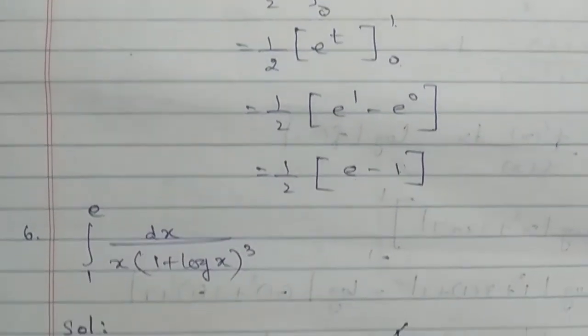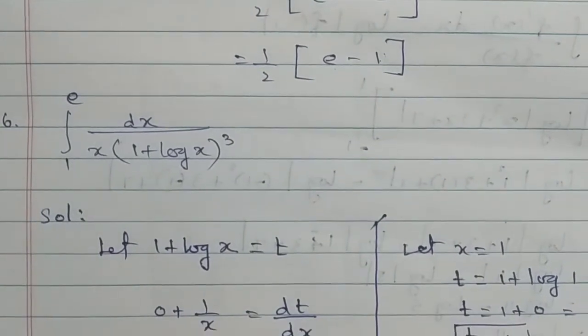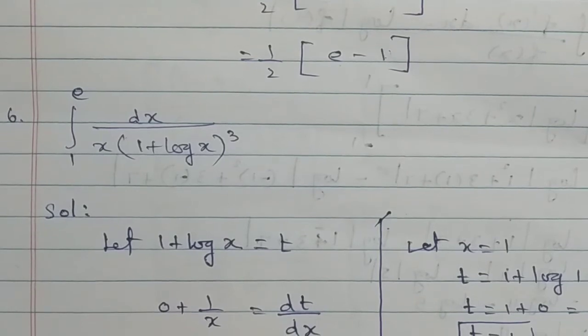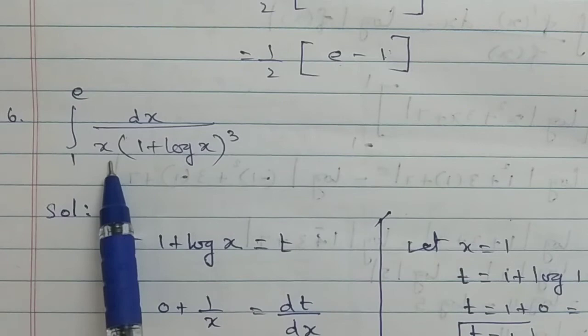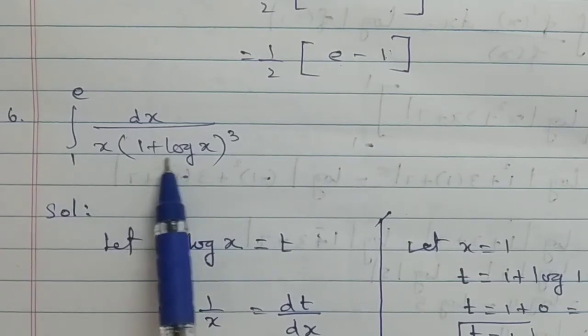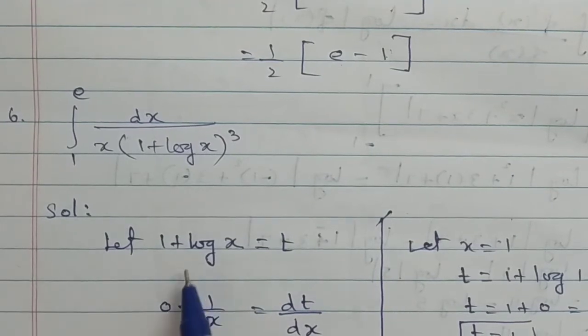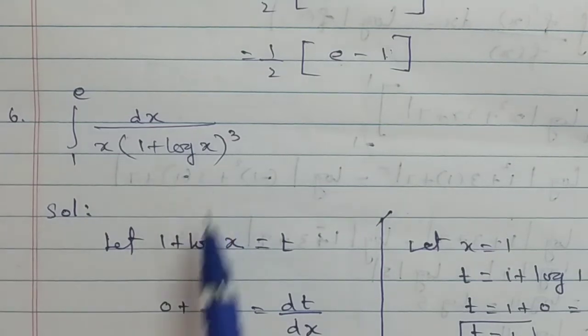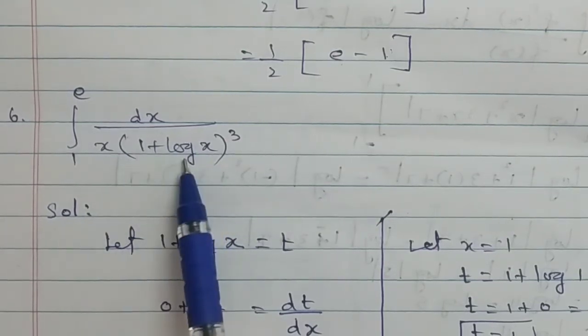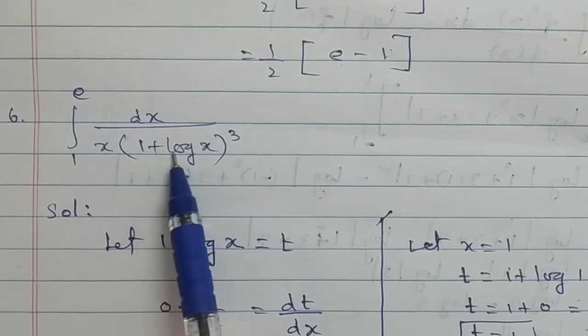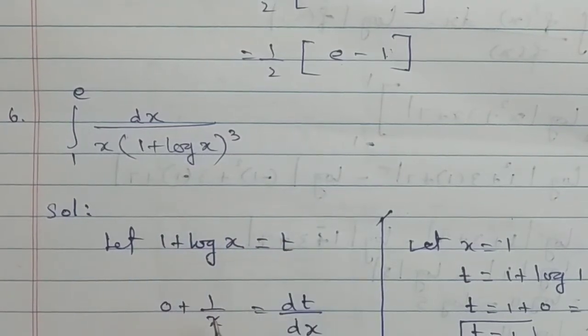Next question. Question number 6. Integral from 1 to e of dx divided by x into (1 plus log x) power 3. Once again I am using the substitution method. Let 1 plus log x equal to t.